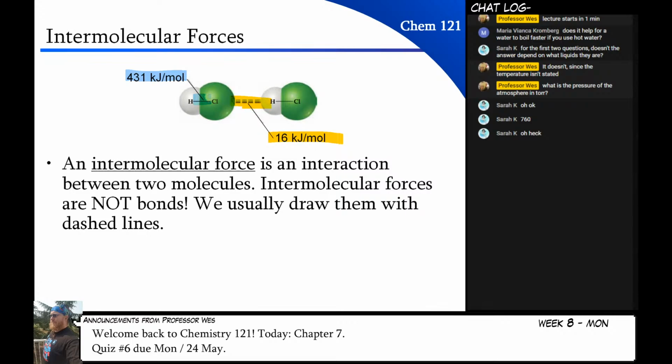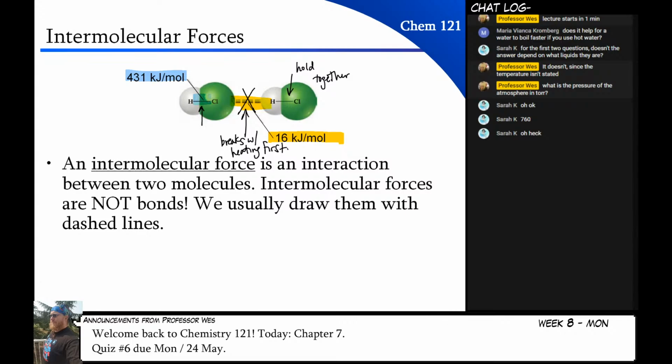So in HCl, the hydrogen and the chlorine are bonded together by sharing their electrons through a covalent bond, and it has a strength of 431. The attraction between the two molecules, however, is much weaker. Its strength is only 16. So if I was going to add heat to this molecule, I would break the weakest interaction first, and that would be this one. So if I had these molecules moving around in my container, and I started to heat them up, I would not break the HCl bonds. These are strong and would hold together. But the intermolecular force is much weaker. And so we break that intermolecular force when we heat it.